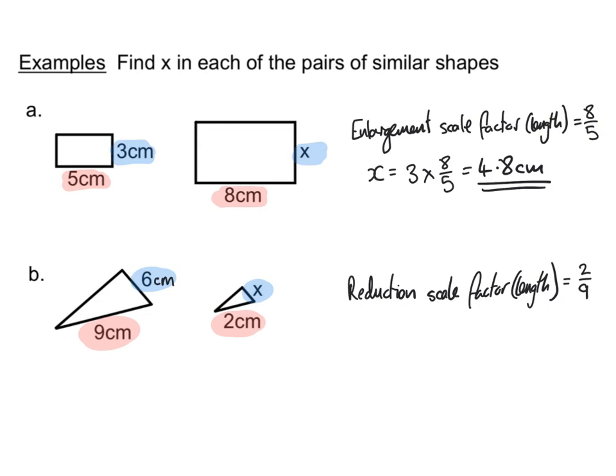So what I've got to then do is I've got to take this 6 here and multiply it by my reduction scale factor in order to reduce the 6 to whatever size this is here. So x will simply be equal to 6 multiplied by my reduction scale factor of 2 over 9. Again, that can go straight into your calculator. So 6 multiplied by 2 over 9 is 1.33 recurring. We'll just do that to 2 decimal places there. 1.33 centimetres.